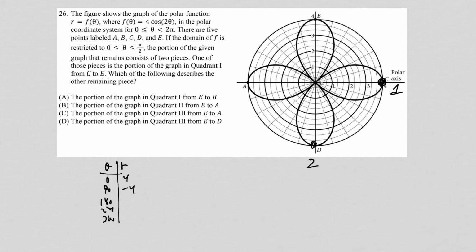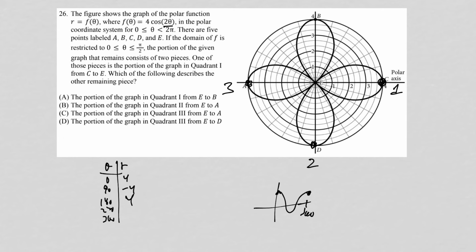If you plug 180 in, 2 times 180 is 360, so 4 cosine of 360, cosine of 360 is 1. So 4 cosine 360 is 4 again, so 180, 4. So that's the third point that gets plotted.